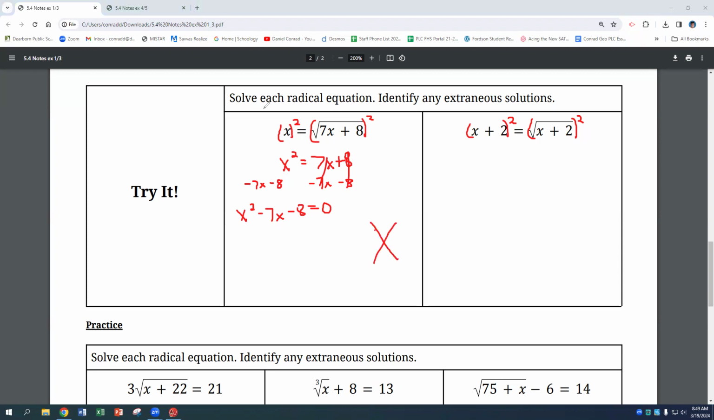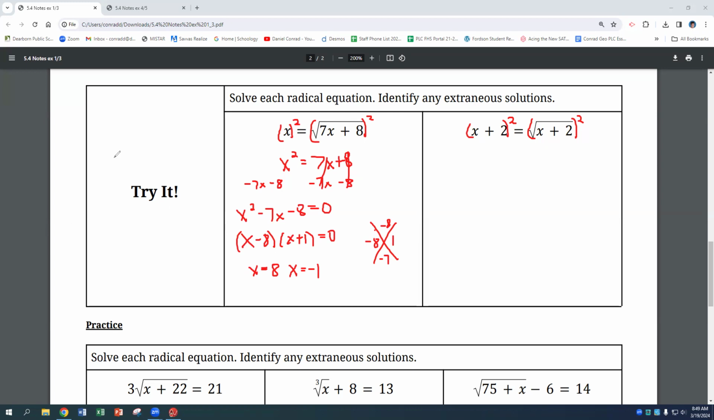All right, sorry. So we need to use the x method. I need two numbers that multiply to -8 and add to -7. That looks like it would be -8 and +1. So x minus 8, x plus 1 equals 0, which means my solutions here are going to be x equals 8 and x equals -1. We need to check for extraneous solutions here.